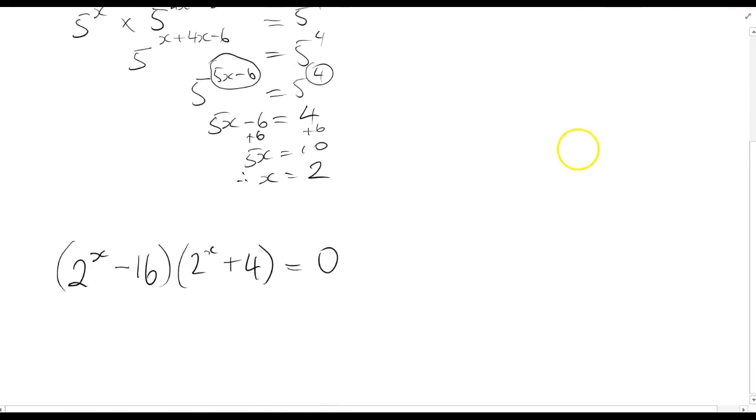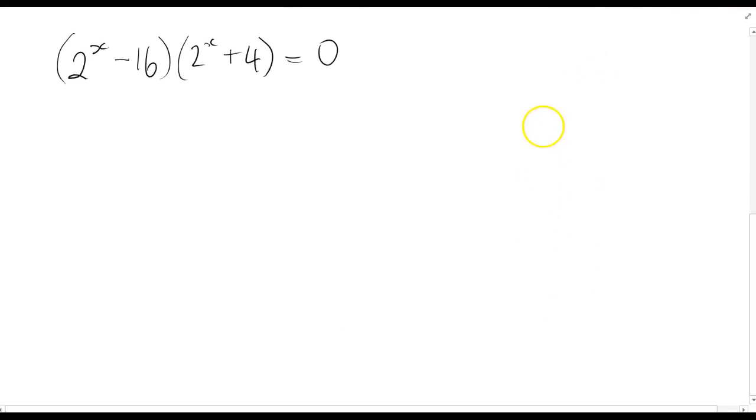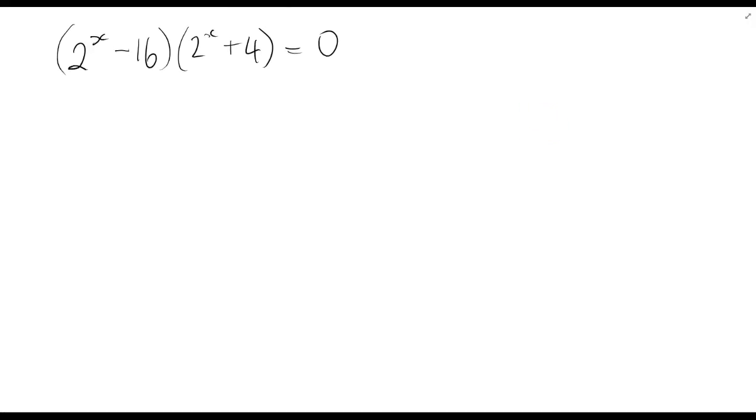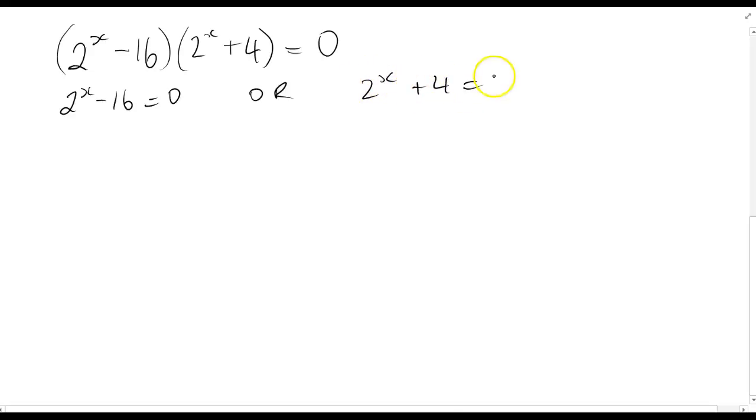The next type of question is a little bit trickier. And so let's spend a bit of time thinking this one through. So here we've got a situation where we've got one bracket times another bracket and it equals 0. So when you look at this one, there are two ways for me to get this to equal 0. I can have the first bracket equal 0, so 2 to the x minus 16 can equal 0, or I can have 2 to the power of x plus 4 equaling 0. They are my only two options.